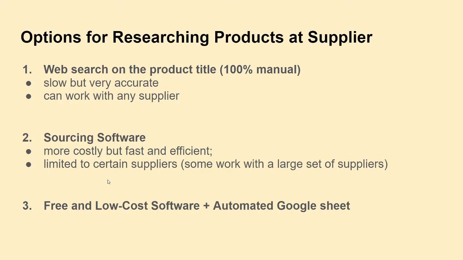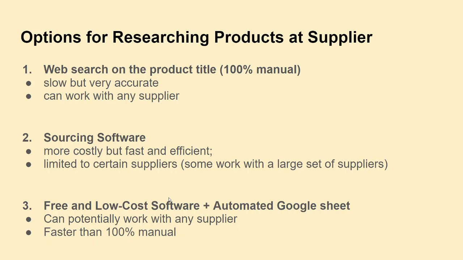Now, a third solution, which is a solution that I have derived myself, is to use free and low-cost software, and then taking the data that you get from those software, putting it into a Google Sheet, which I created, an automated Google Sheet, to get results. The great thing about this is that it can potentially work with any supplier. Basically, as long as you can scrape the products from their site, then you'll be able to use this method. And I'm going to show you how I use a free Chrome extension to do that.